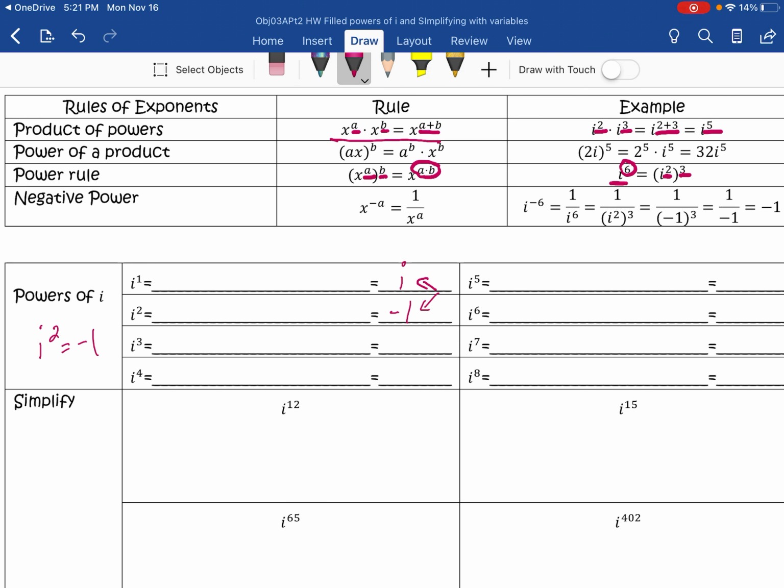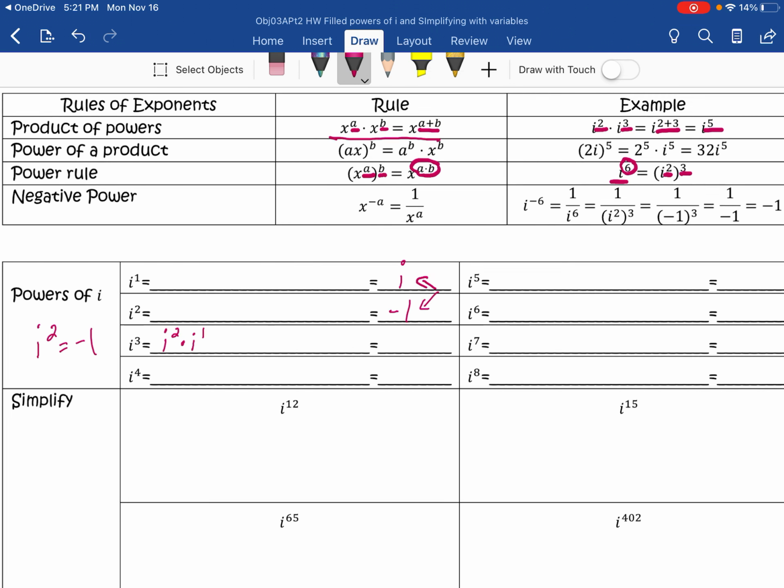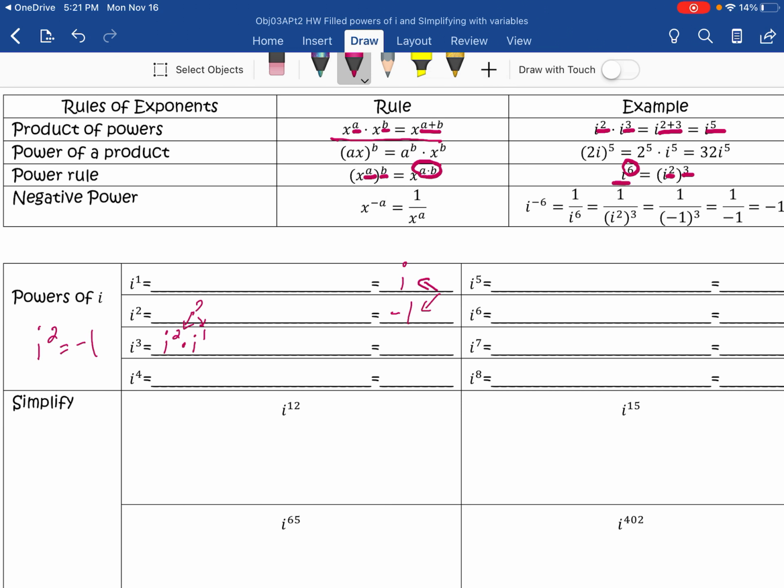So i to the third power, I'm going to break this down into something that I know. That's the same thing as i to the second power times i to the first power, because 2 plus 1 is equal to 3. I know i to the second is -1, so this is the same thing as -1 times i, which is just -i.